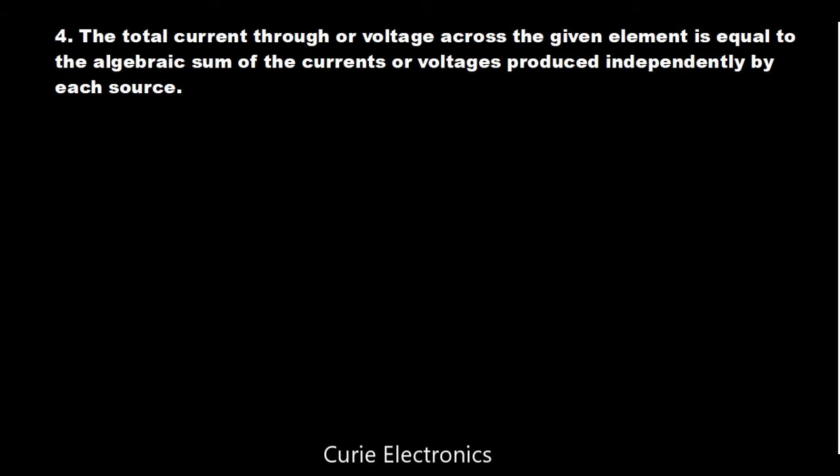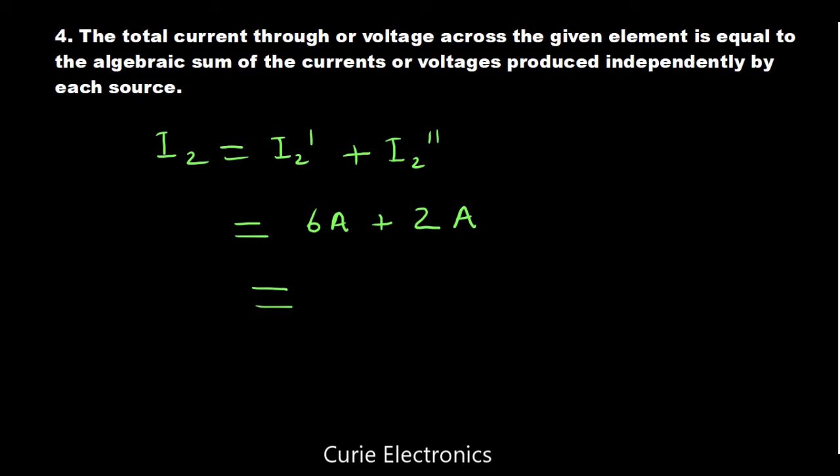Now let us take the algebraic sum. I2 equals I2 dash plus I2 double dash. So what was the I2 dash we got? That is 6 amps. What was the I2 double dash we got? 2 amps. Both are in the same direction. So total current I2 equals 8 amps. So we have solved another example problem.